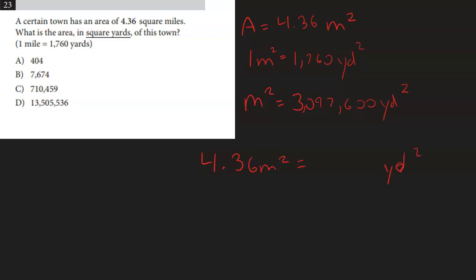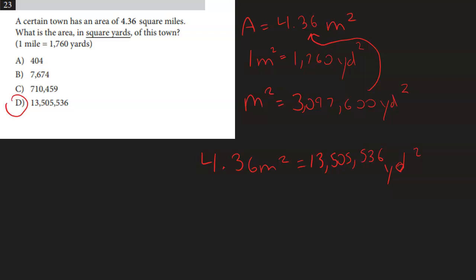So we need to multiply this by 4.36. And we find out that that is actually 13,505,536. And that is how you find D as the right answer.